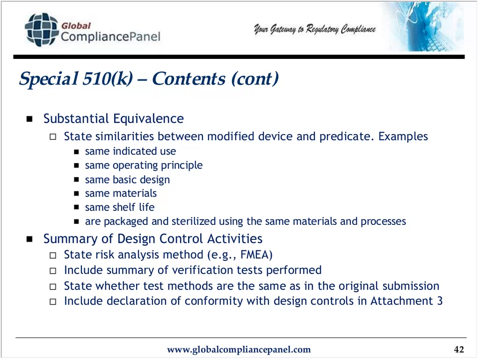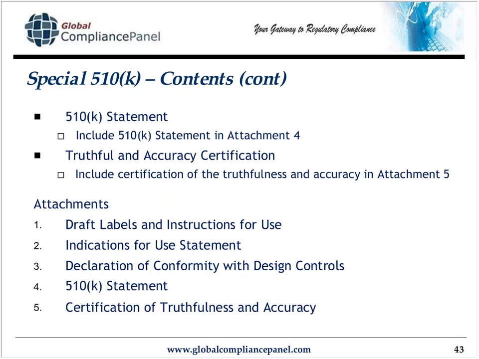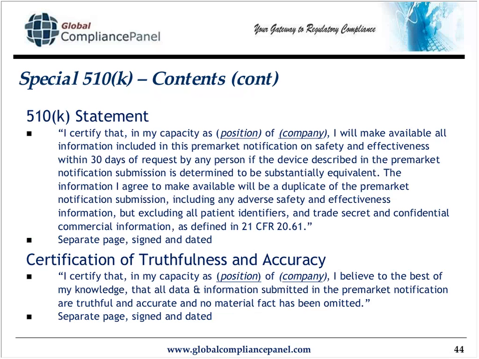And then a declaration of conformity with design controls is attachment 3. I'm going to have my 510K statement as attachment 4. My truthful and accuracy certification is attachment 5. This is a quick summary for you of the attachments in a special 510K. And what I've done in this page is to give you the terminology that I've used in my 510K statement and in my certification of truthfulness and accuracy statement, both of which should be separate pages, should be signed, hand-signed, and dated on your letterhead.